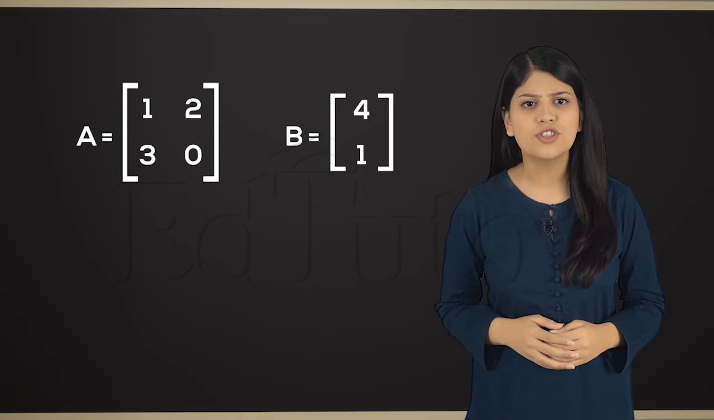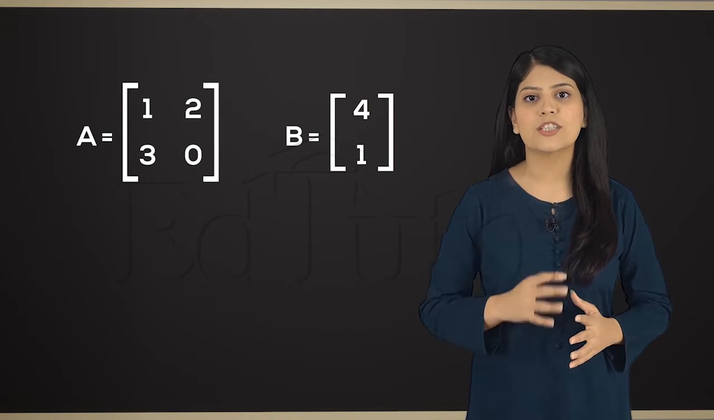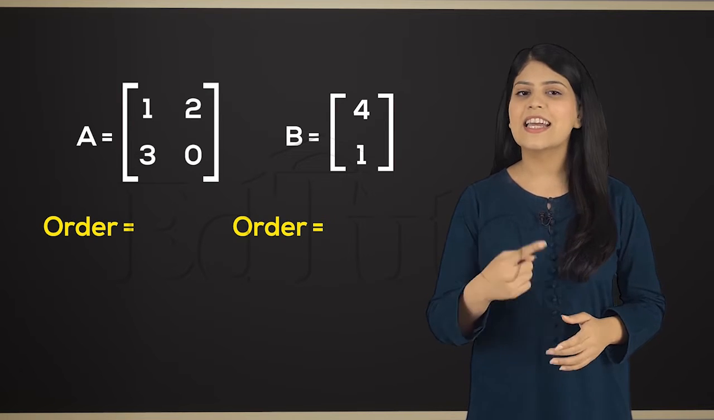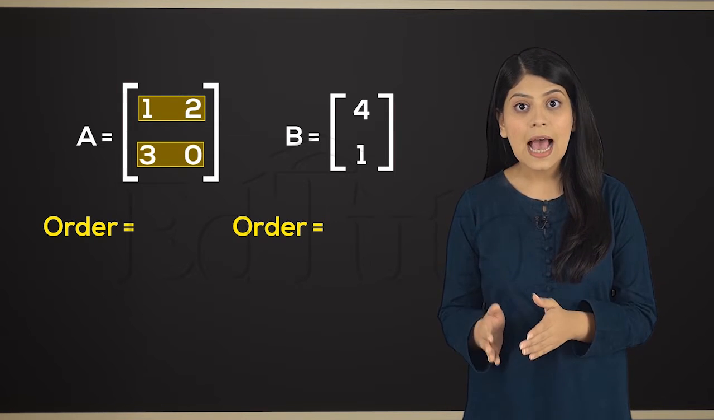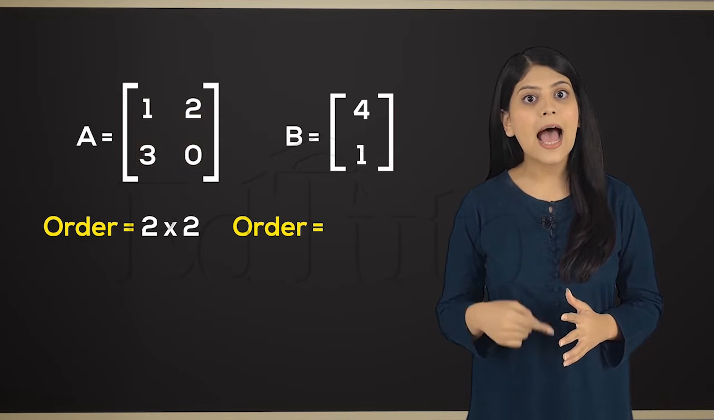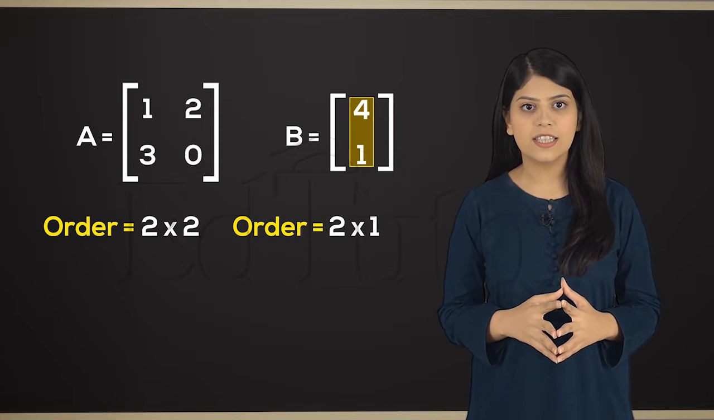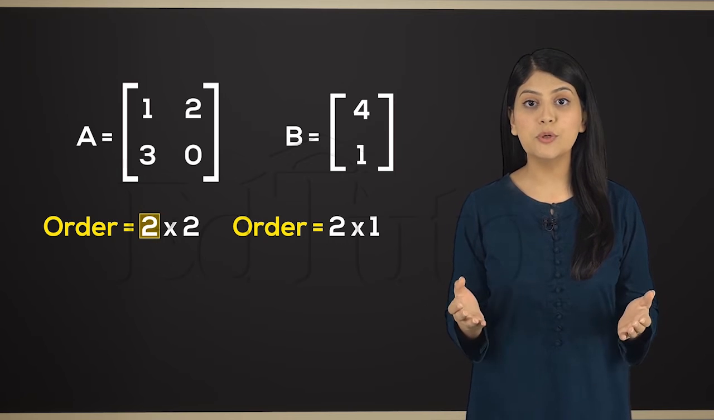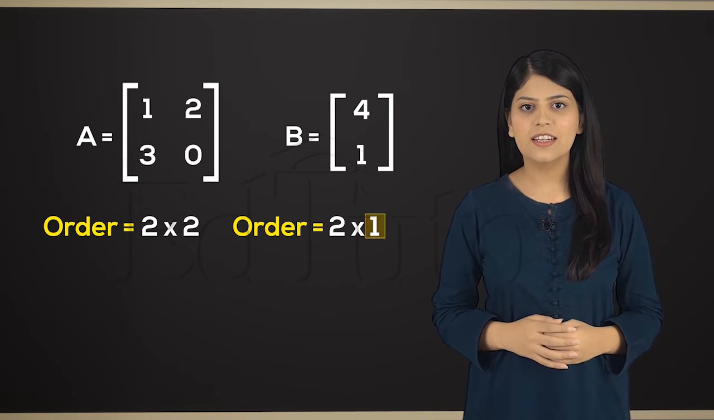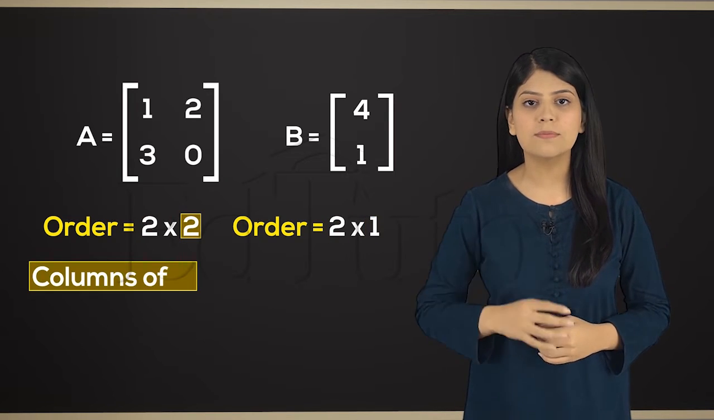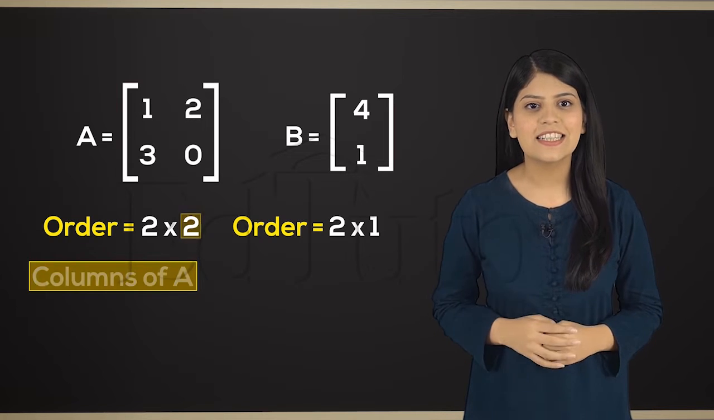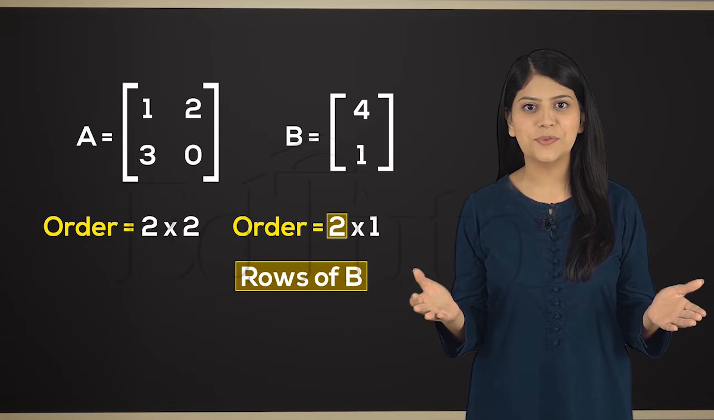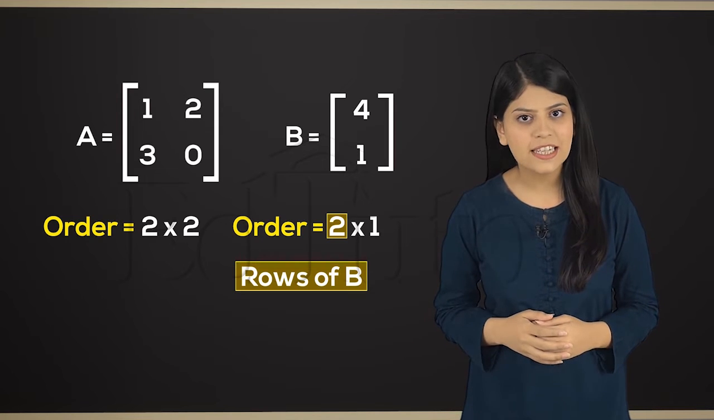There is a better way to check if the multiplication is possible or not: by writing the orders of the matrices. Here is how. Matrix A has an order of 2 by 2 and B is of order 2 by 1. Now, there are 4 numbers: 2, 2, 2 and 1. The second number is for the columns of A. I'll circle it. And the third number is for the rows of B. I'll circle it too. We can make a direct check here.